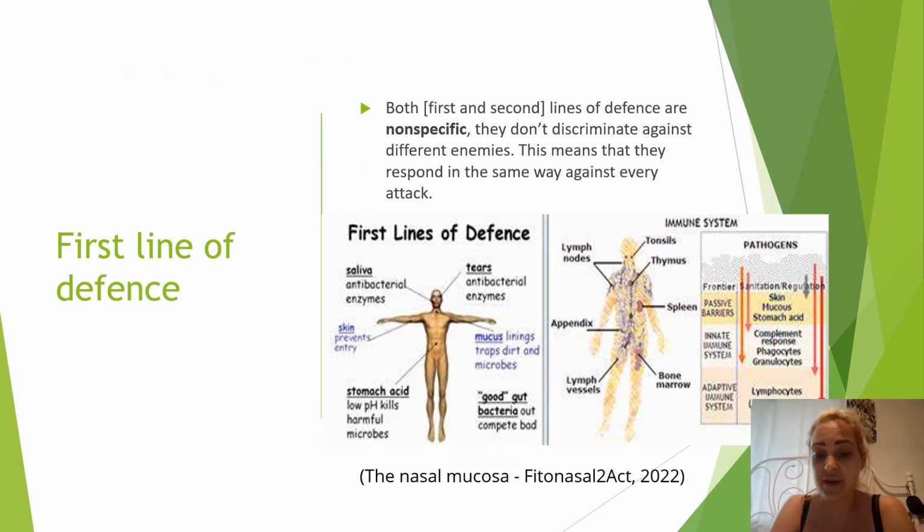The first line of defence. Both first and second line of defences are non-specific. They do not discriminate against different enemies. This means that they respond in the same way against every single attack. Below are some information pictures for you to look at.